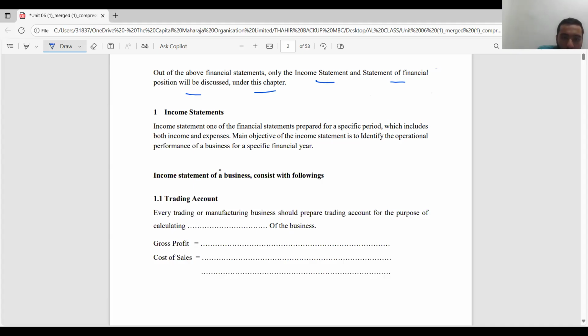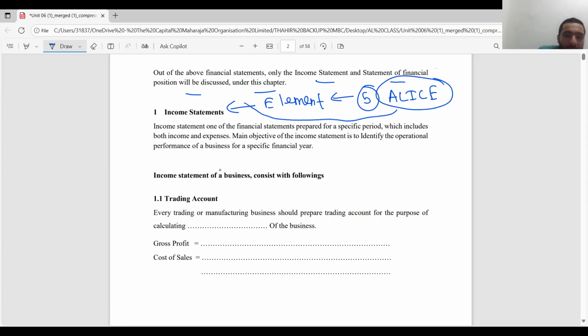Now I have a question for you all. There are 5 elements of accounting, right? You all know there are 5 elements. We have spoken about this, Alice. Out of these 5 elements, what are the elements that you will record in the income statement? Come on, I need answers from every one of you, from Arva, Ziana, Lakshini. What are the elements that you are going to record?